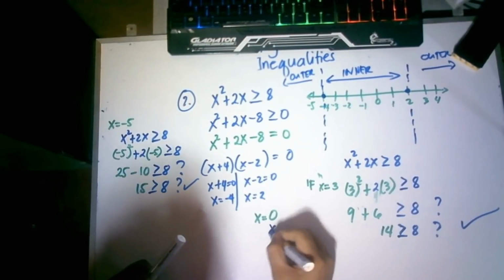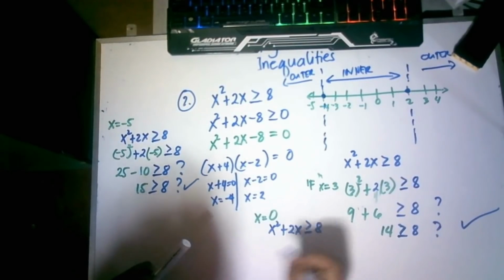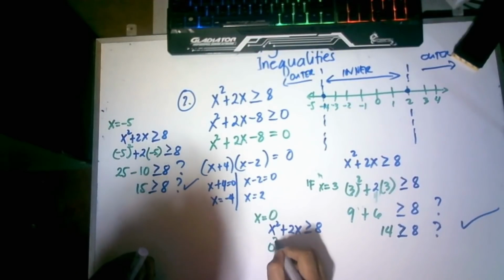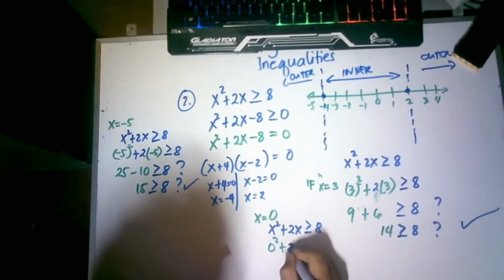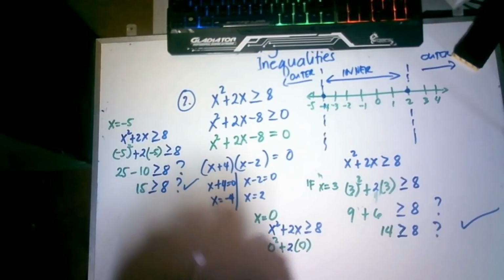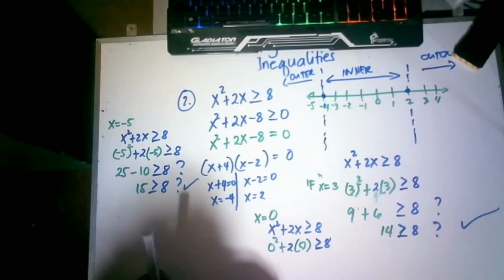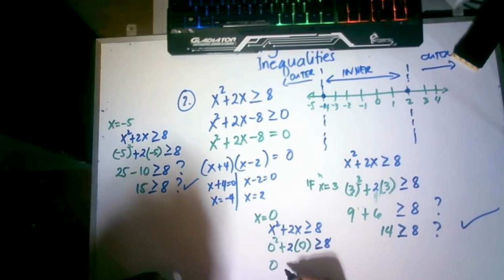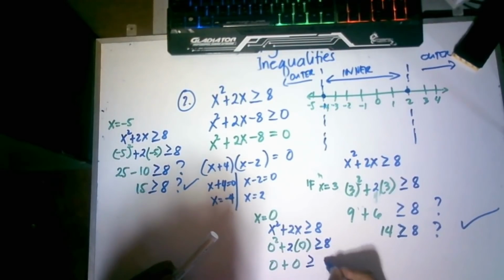So x squared plus 2x greater than or equal to 8. We have 0 squared plus 2 times 0 greater than or equal to 8. What is 0 squared? 0 squared is 0. 2 times 0 is 0. Is 0 greater than or equal to 8?